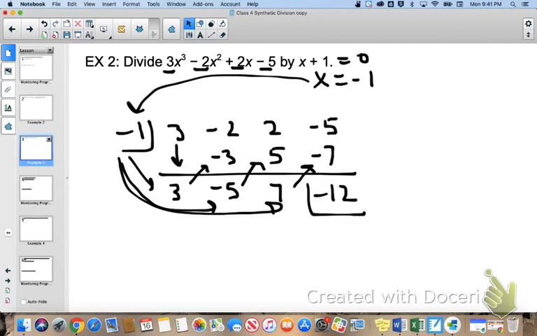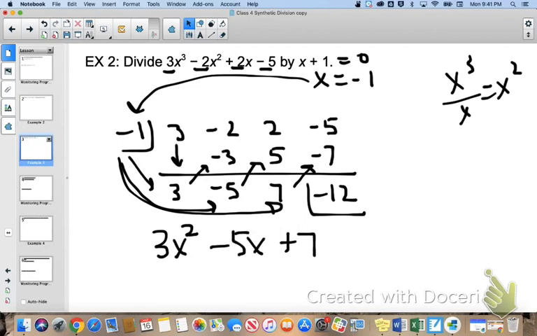That's your remainder. So again, it was an x cubed divided by x. That's going to start you with x squared. So it's 3x squared minus 5x plus 7, and then your remainder is negative 12 over x plus 1. What do you think? Not bad, right?